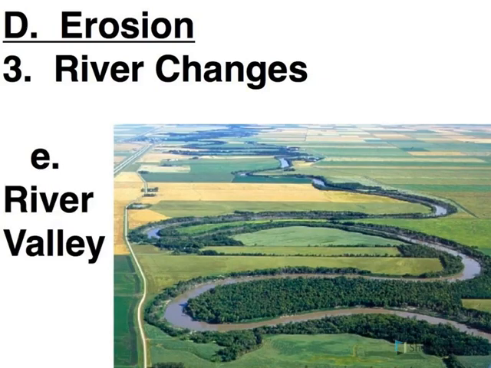So all of these changes can be seen in the river valley as a whole. So this is the entire river environment. And see some of the things that occur due to all of these changes.